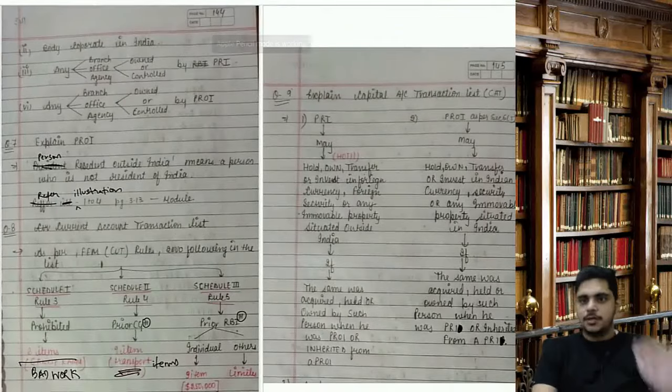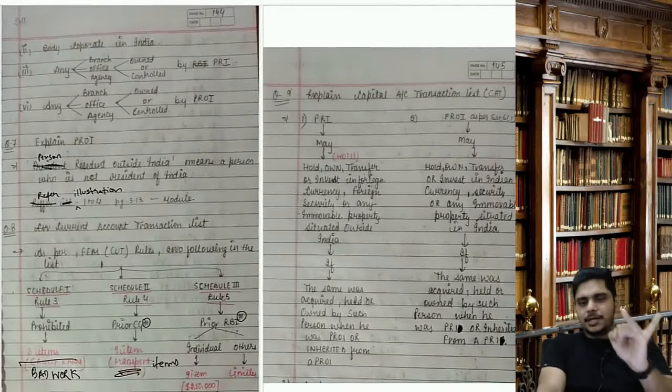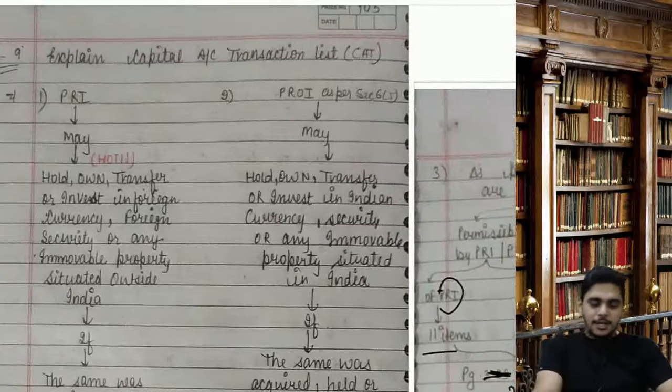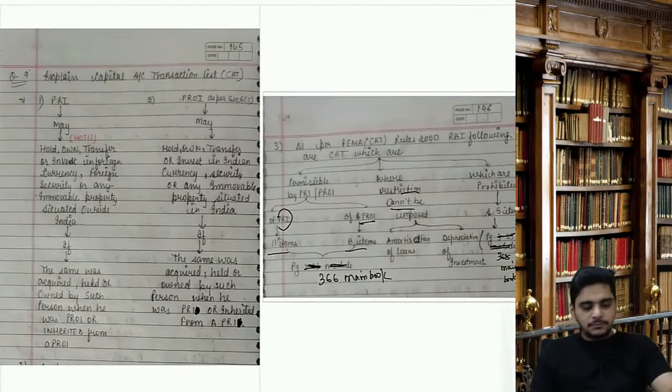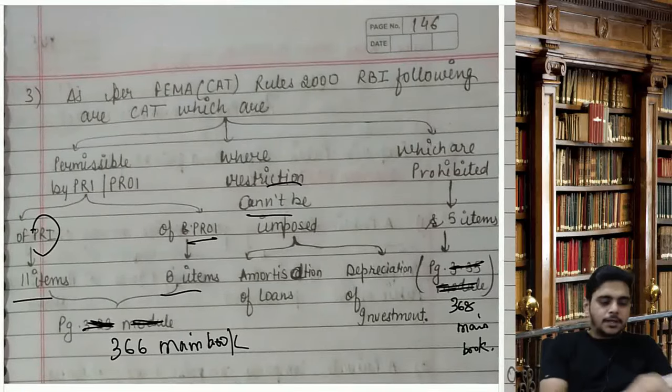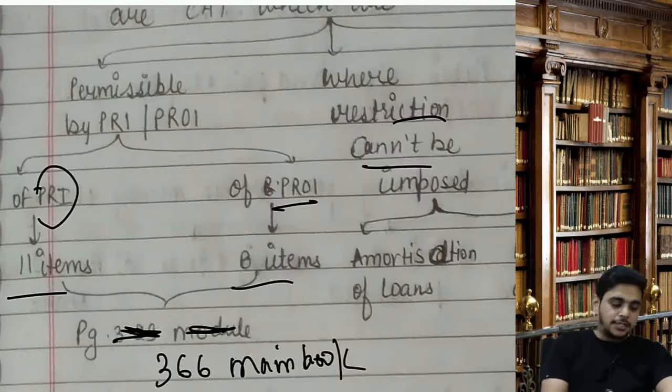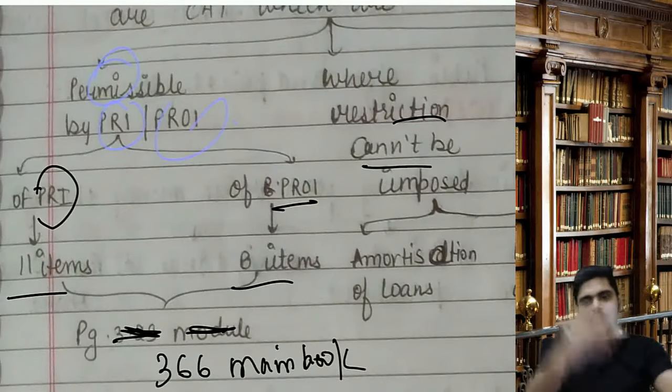Current account is done with the limit. So, the PROI answer and the limit answer, these two are important. Explain capital account transaction. You can read this, time pass it is. As per FEMA, Capital Account Transactions Rules 2000, the following are CAT. So, it is permissible by PROI and PROI. So, they have given the list.